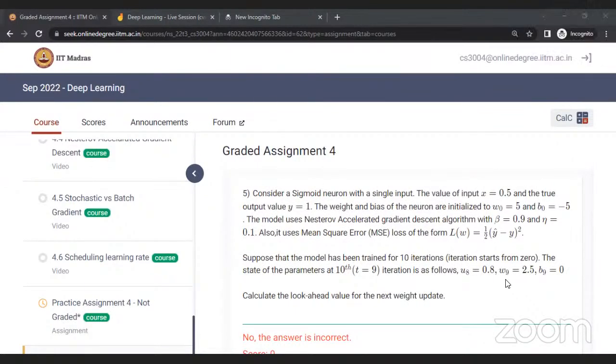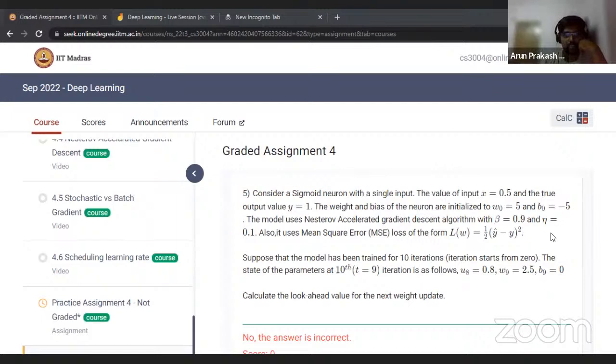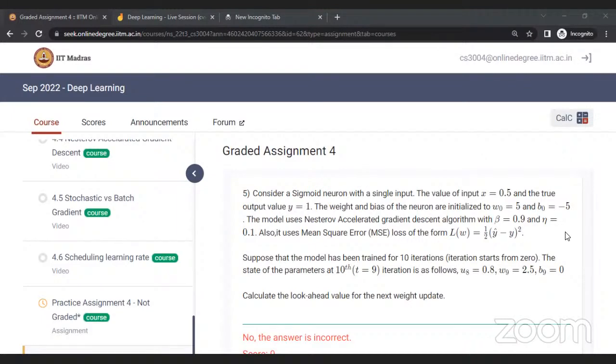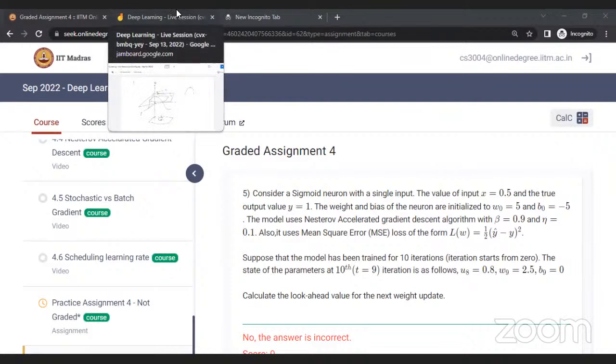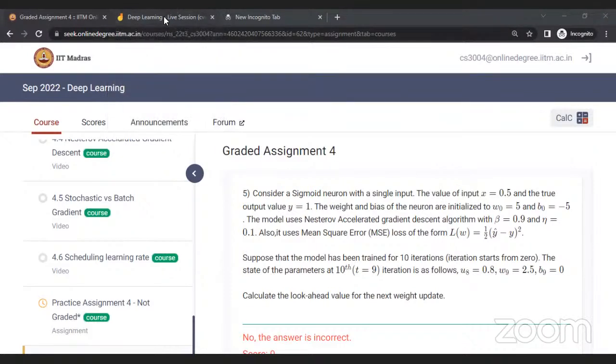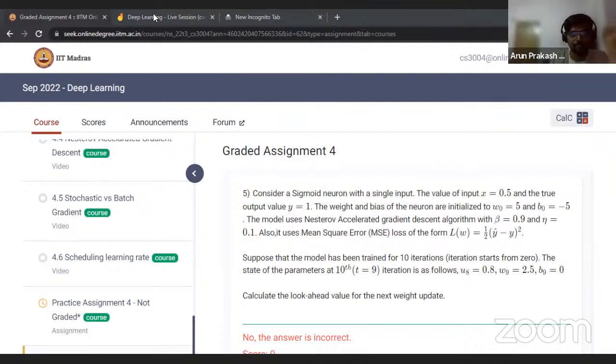Please ask the question. Sir, we have to calculate the look ahead value. But in calculating the look ahead value, when we see the code, there are 2 things that we have to calculate, for W and B, for both of them. But when we write the answer, it is actually taking one answer. So that is the confusion. Sir, can you share the code?